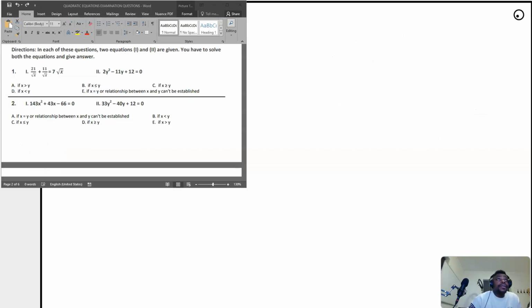Now the next question. You are told that in the direction for each of these questions, two equations 1 and 2 are given. You have to solve both equations and give the answer. So question 1, the first one that we have is 21 over root x plus 11 over root x is equal to 7 root x.